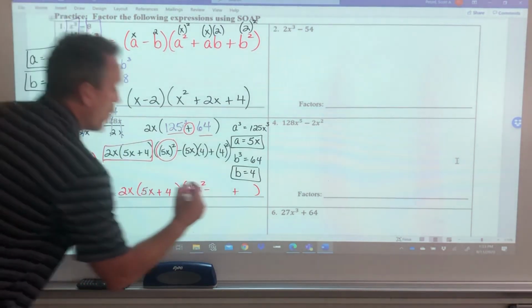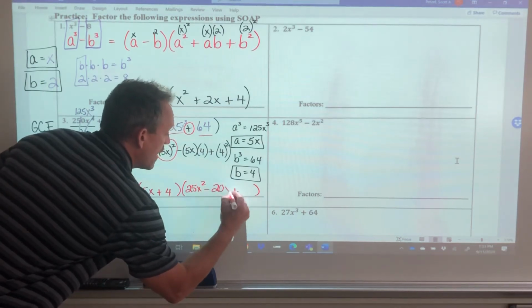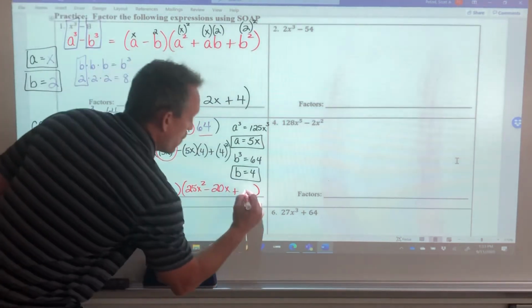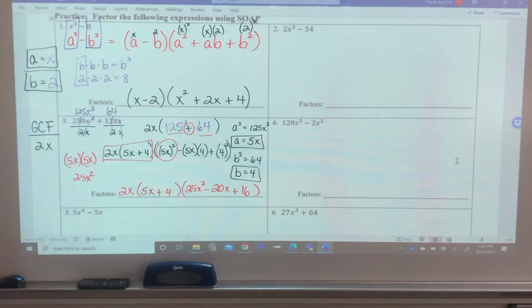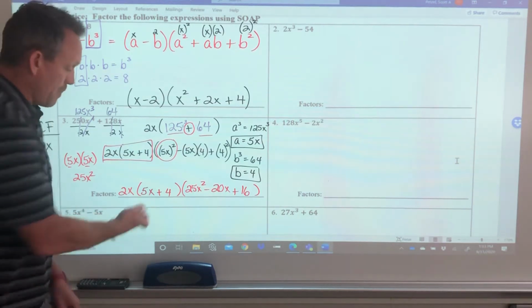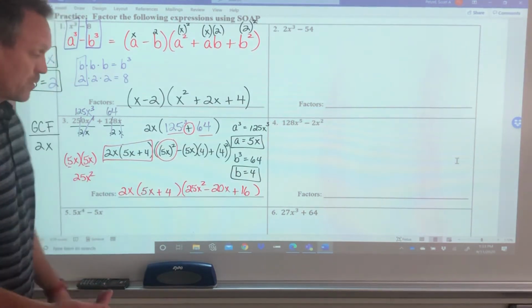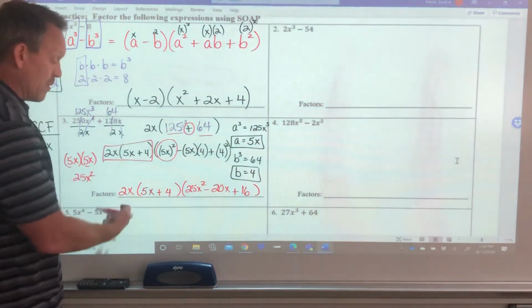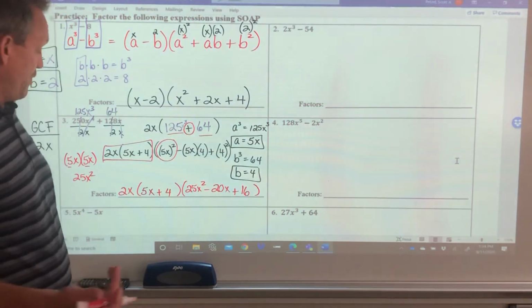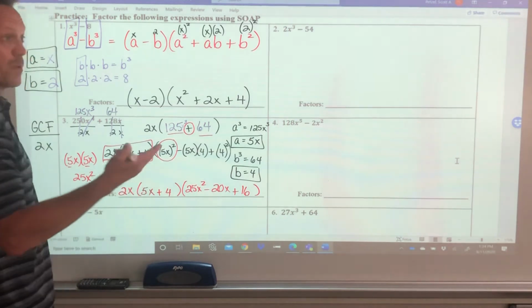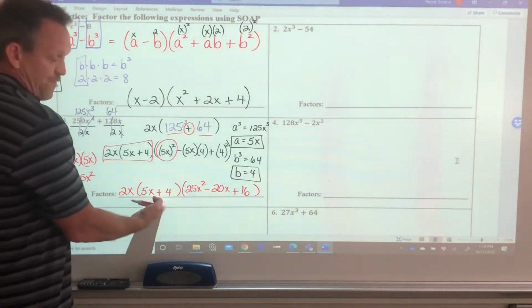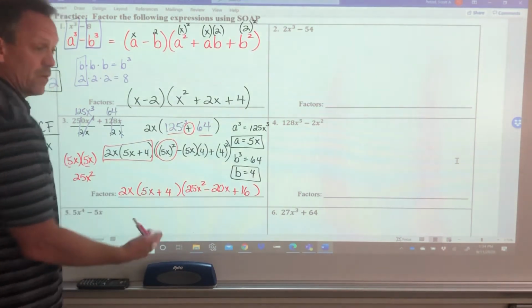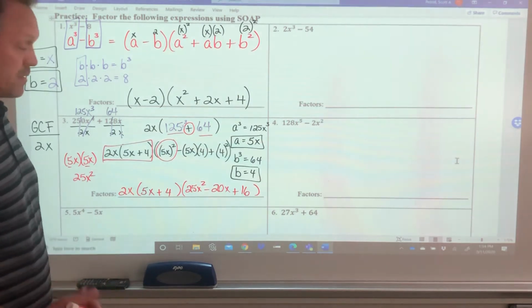5x times 4 is 20x, and 4 times 4 is 16. That is my final solution. Totally factored out, and I could set these up as factors and solve for them. In other words, I could set my 2x equal to 0, and I know that one of my solutions will be 0. 5x plus 4, one of my solutions would be negative 4/5.